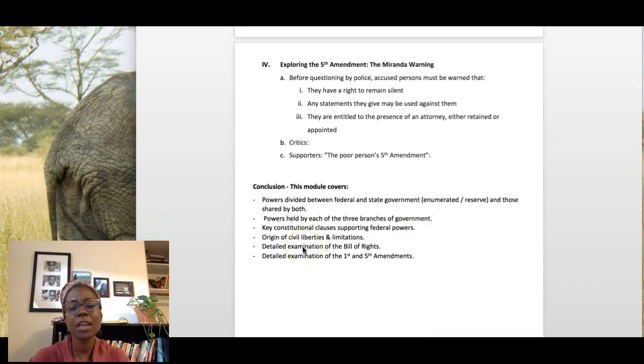It covers some key constitutional clauses that support the federal powers that we've talked about. Where in the Constitution can Congress, the executive, the judiciary, the states, where can they go to say we have these powers and here's where the Constitution supports us and gives us those powers? The origins of civil liberties and some of the limitations on civil liberties. We will conduct a detailed examination of the Bill of Rights, and you'll have more opportunity to get into that in class. And then we've also had a detailed examination of the First and Fifth Amendments.